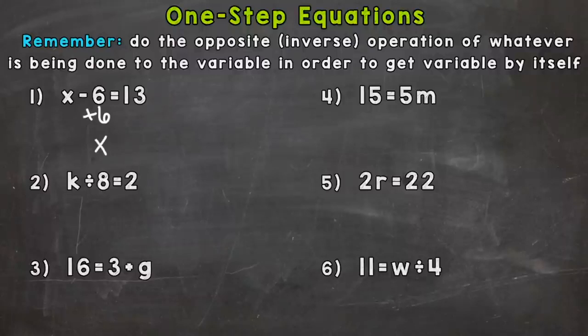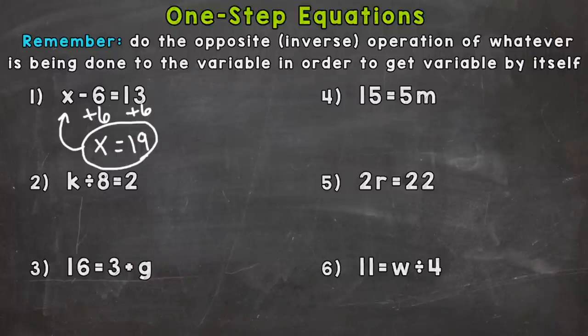Now, in order to keep that equation balanced, we have to do the same thing to both sides. Whatever you do to one side, you have to do to the other. So we added 6 to the left, so we need to add 6 to the right. So 13 plus 6 gives us 19. So x equals 19. And we always double check to see if this makes sense and our answer for the variable is correct. So let's plug in 19 for our x here. 19 minus 6 equals 13. And that is true, it is correct.